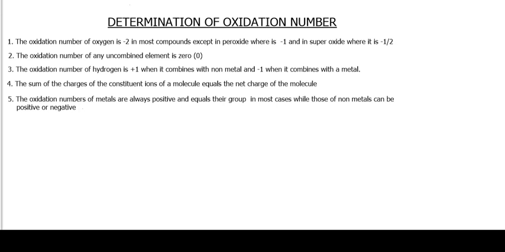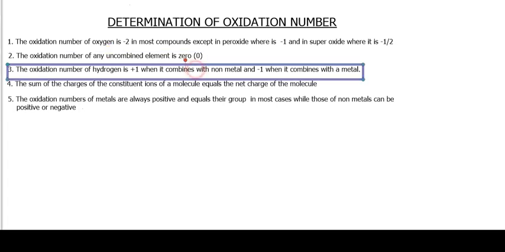Then secondly, when an element is uncombined, like a single element such as hydrogen standing alone as H2, or a single metal such as sodium standing alone as Na, then the charge of that element is 0 when it is uncombined. Then the oxidation number of hydrogen is +1 only when it combines with non-metals. But when it combines with a metal, then it carries the charge of -1, because when it combines with metals, it no longer forms hydrogen ion, but rather it forms hydride ion, as we discussed in our last lesson.